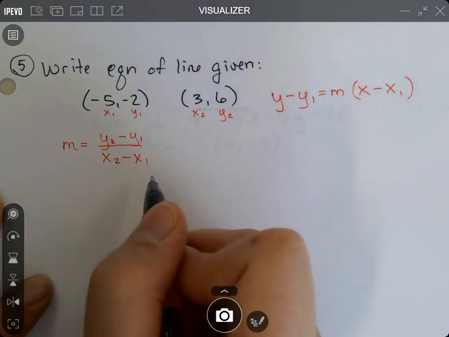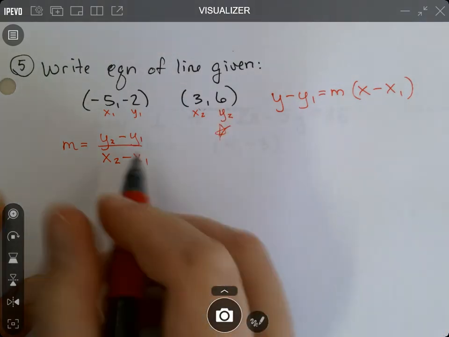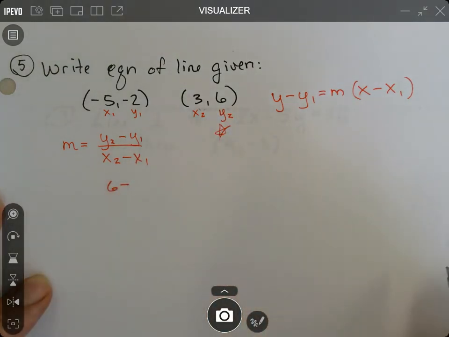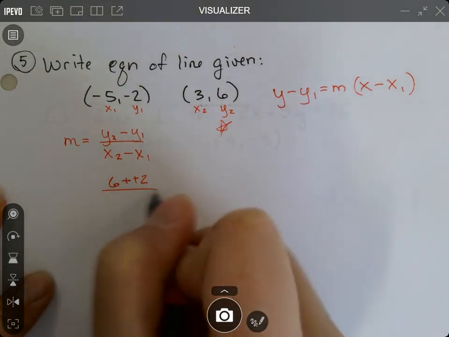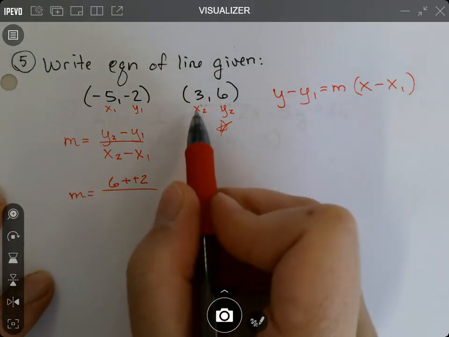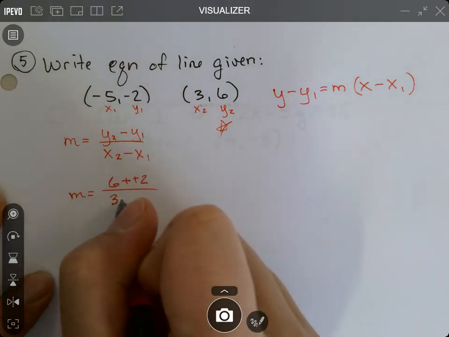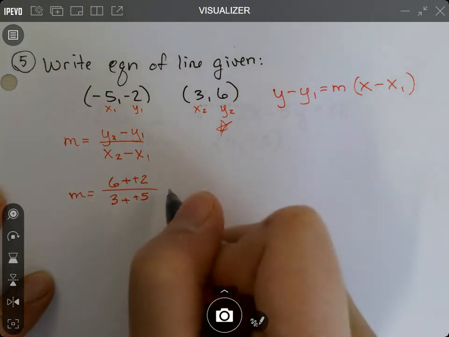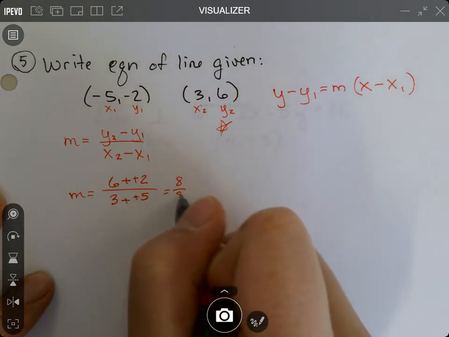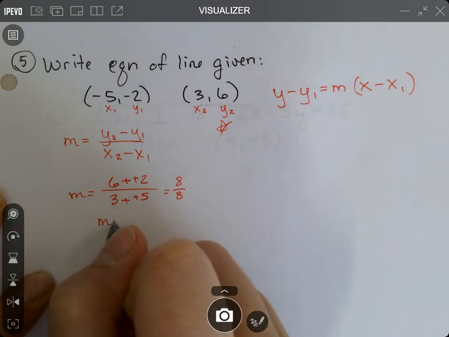Okay, so here we go. I'm going to find the slope. I'm going with the 6 first. So it's going to be 6 minus what? Negative 2. So that double negative sign. And then I'm going to start with 3 minus what? Negative 5. All right, are we getting 8 over 8? So what is my slope?